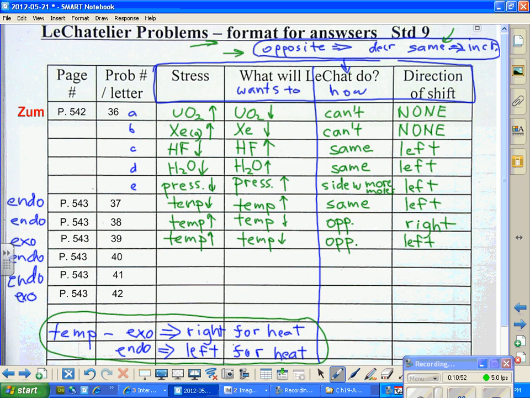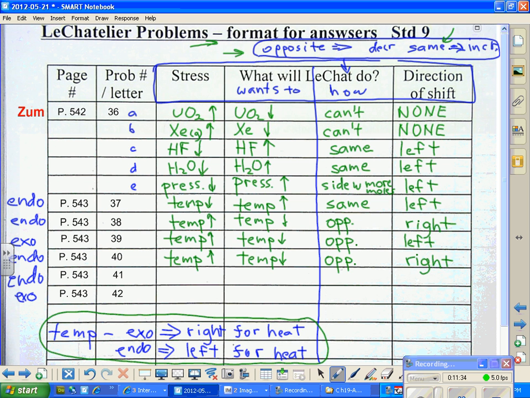And now we go to number 40, and in 40, increasing temperature again. Temp's up, that's the stress. They say increase the temp, and Le Chatelier wants the temp to go down, and to go down, again, we need the opposite. I'm abbreviating OPP for opposite. So for the temp down on an endothermic reaction, the heat is on the left, opposite means right. So this is going to be a right shift. Two to go, and we've got them all.